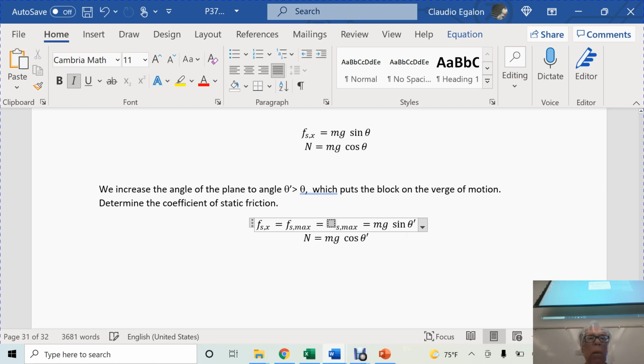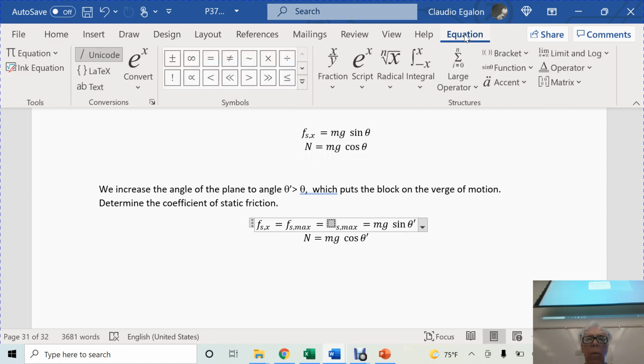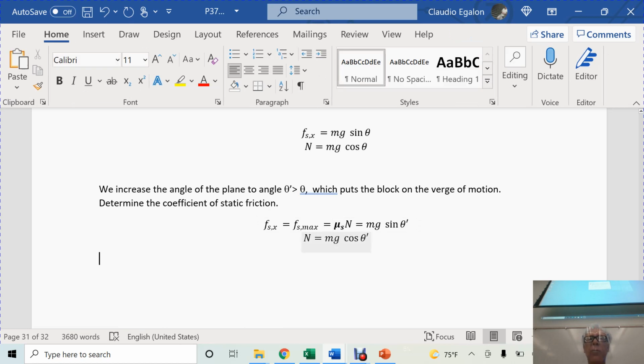right? Here you go. The coefficient of static friction, mu sub s, not mu sub x, mu sub s, times n. I'm going to highlight what I want to calculate. Here you go. That's what I want to calculate. I do know the normal. All right, let's go to the next step.